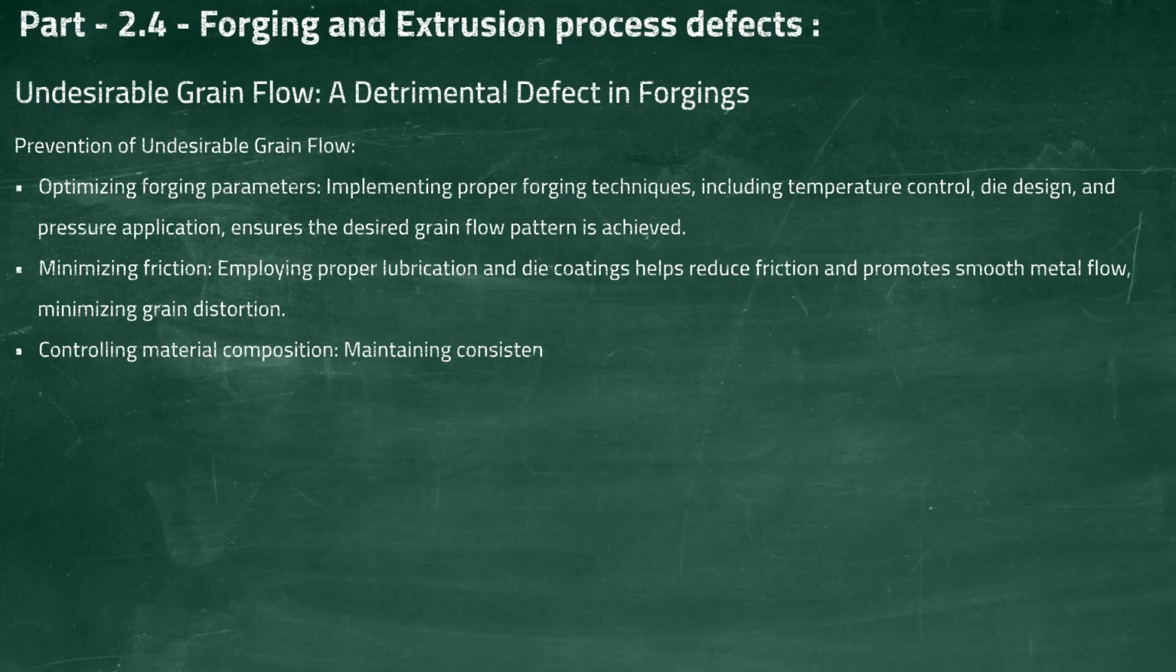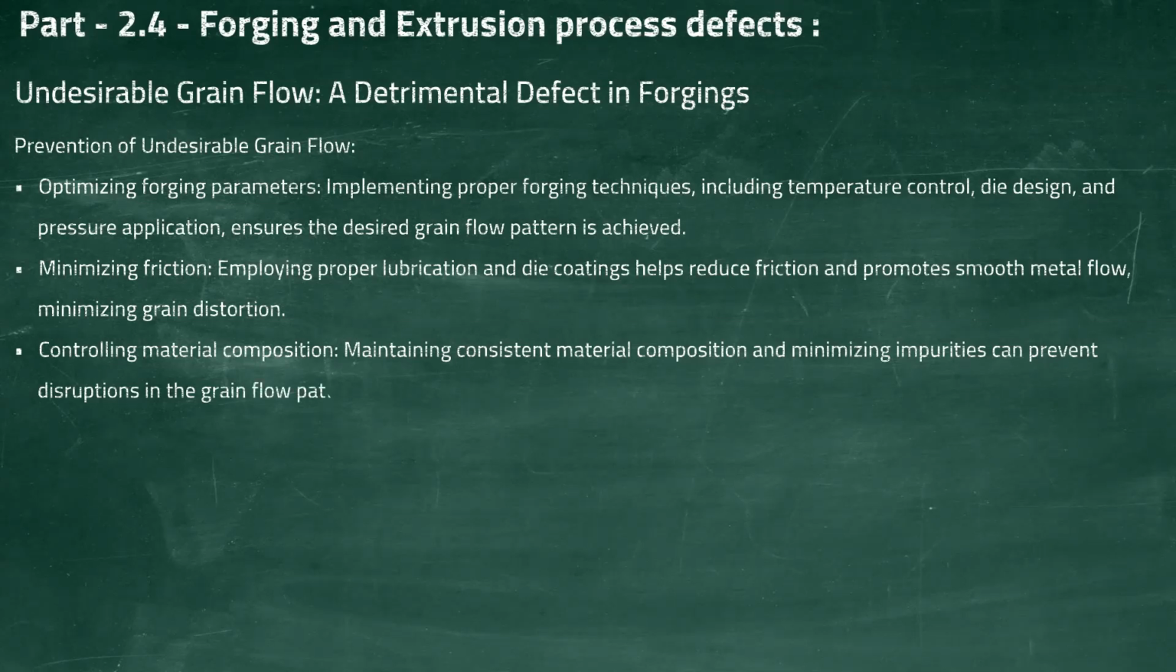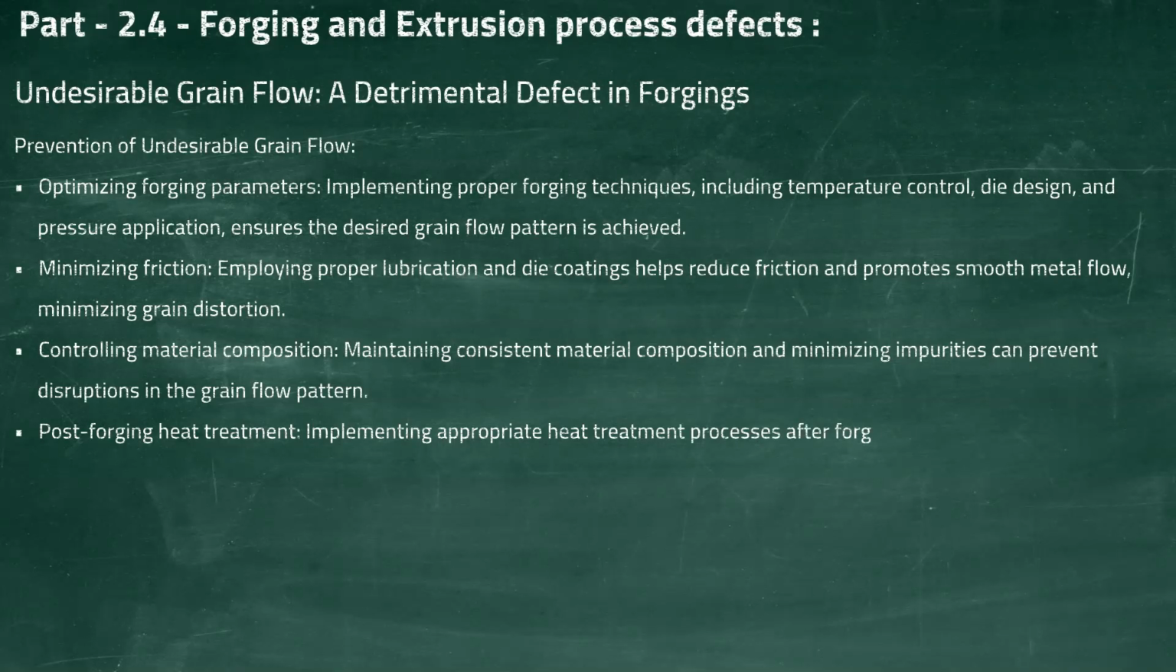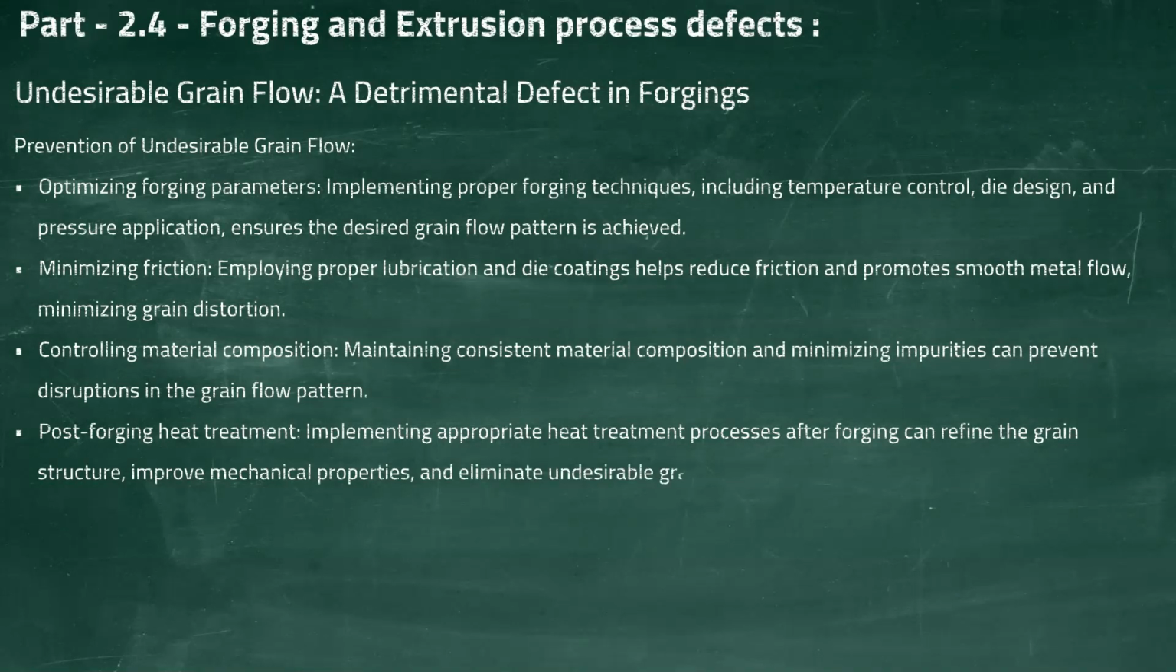Controlling material composition. Maintaining consistent material composition and minimizing impurities can prevent disruptions in the grain flow pattern. Post-forging heat treatment. Implementing appropriate heat treatment processes after forging can refine the grain structure, improve mechanical properties, and eliminate undesirable grain flow effects. Process monitoring and simulation.